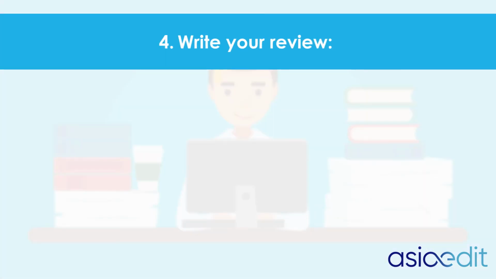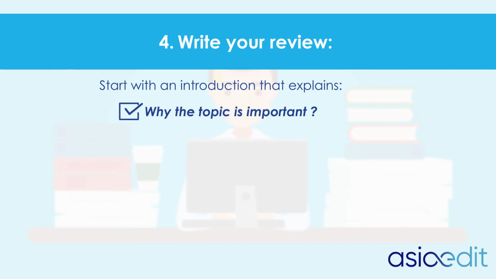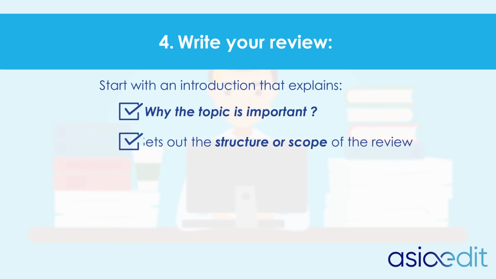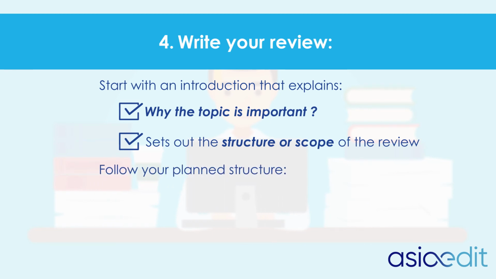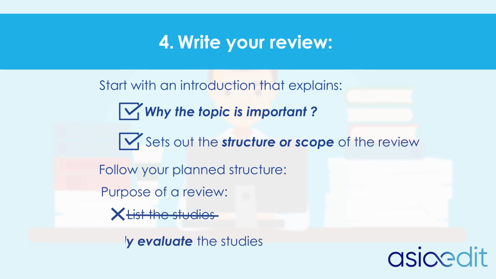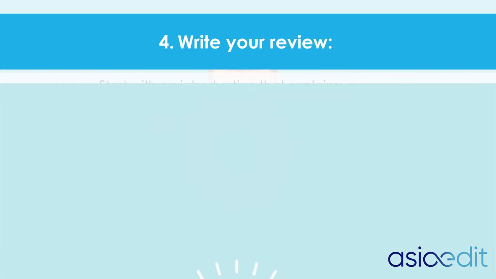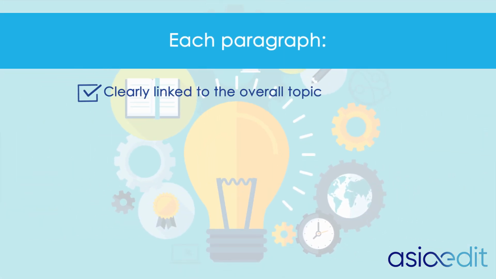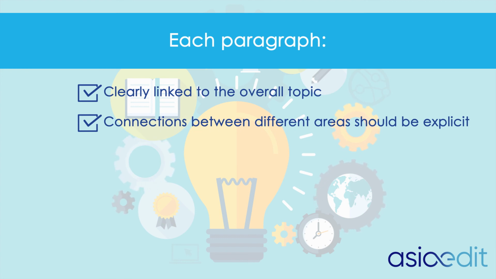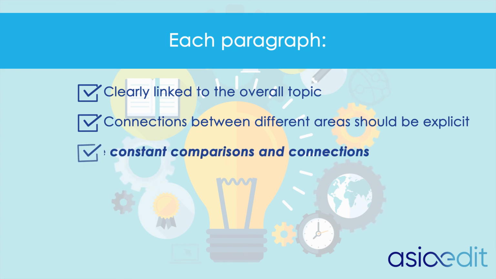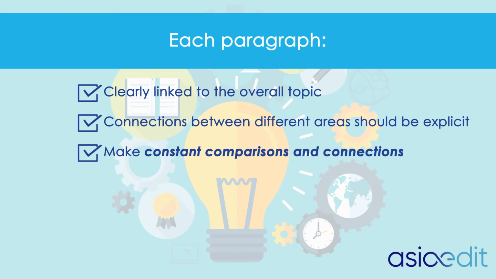Write your review. Start with an introduction that explains why the topic is important and sets out the structure or scope of the review. Write the body of the review following your planned structure. Remember that the purpose of a review is not to list the studies, but to critically evaluate them. Each paragraph should be clearly linked to the overall topic, and the connections between different areas should be explicit. You should be making constant comparisons and connections.